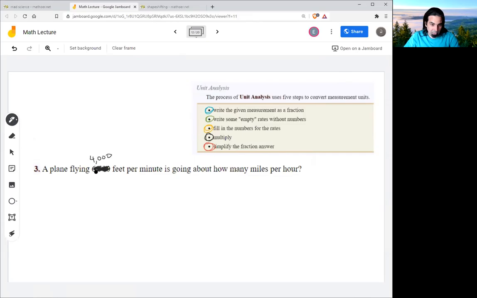So I'm talking to my friend who's a pilot. He says, my plane moves 4,000 feet per minute. And I'm thinking to myself, I have no idea what that is. Let's make it miles per hour so I can see if his plane is going really fast or not. So your turn to help me. What do I start by writing?